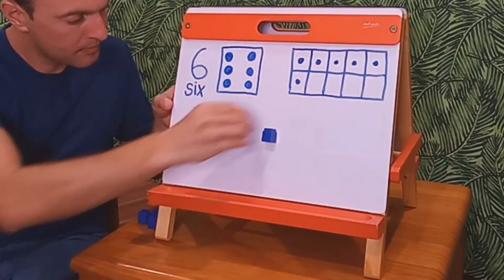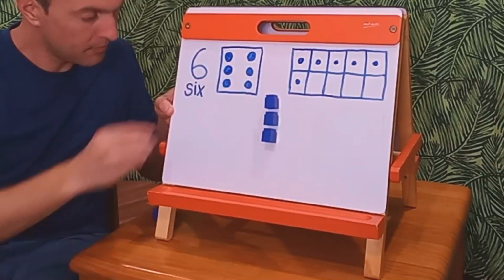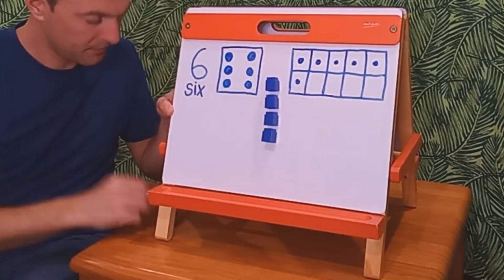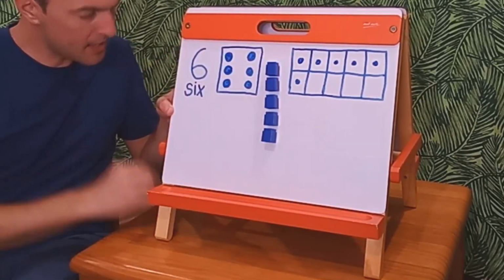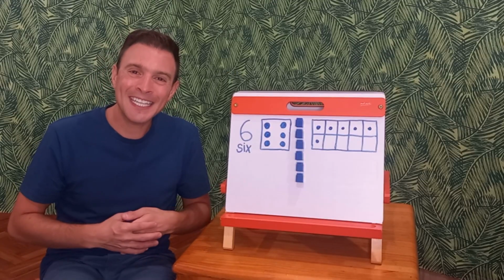1, 2, 3, 4, 5, and 6. Can you think of more ways to show 6?